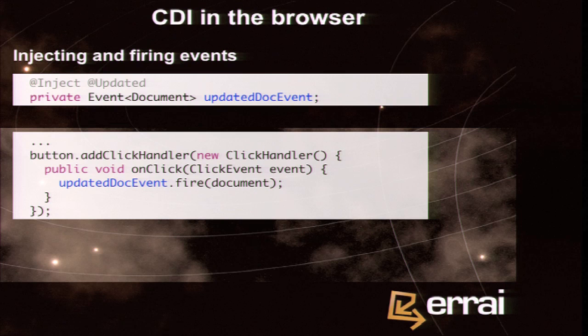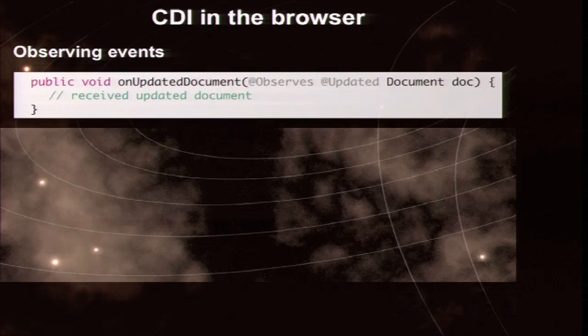So we're saying here, inject a way of firing an updated document event. And so we called it updated doc event. Now, in the bottom code, this is how we would actually fire the event when we want to. We've just come up with an arbitrary button click handler. And so we just say updatedDocEvent.fire(document). And document is just any instance of document that we want others to know about. So, of course, events are a decoupled way of building a system. The observers are completely separate from the place where we fire the events.